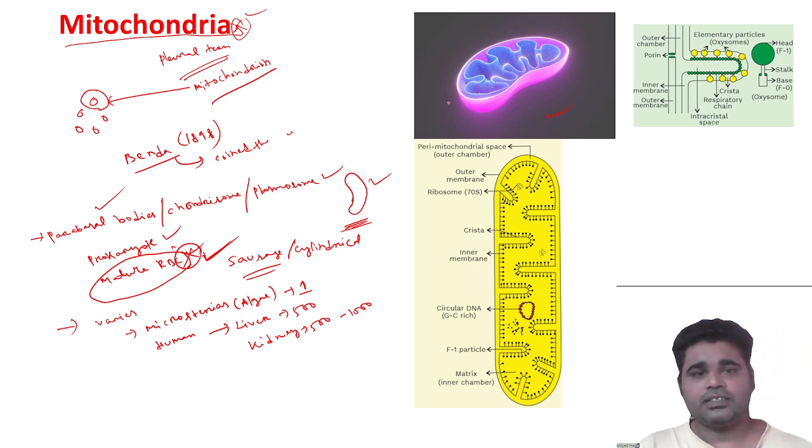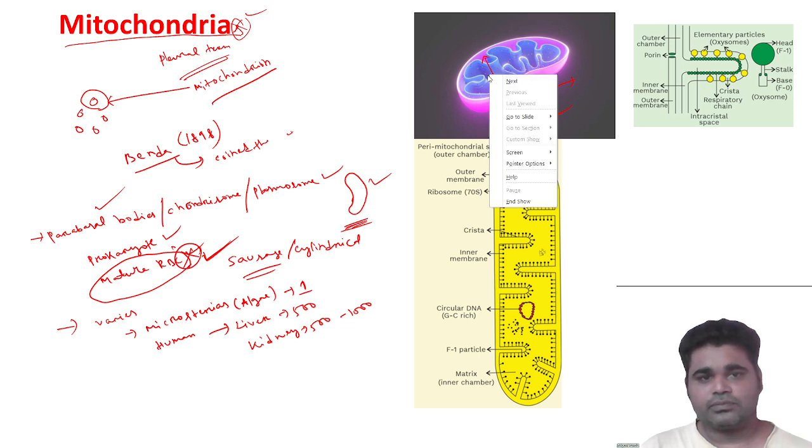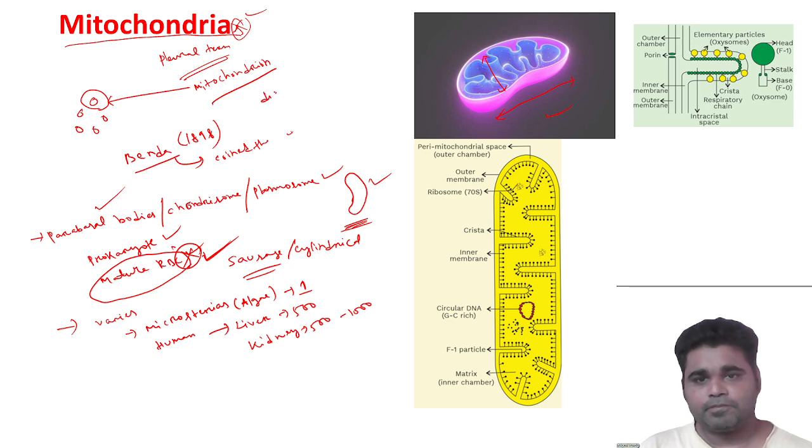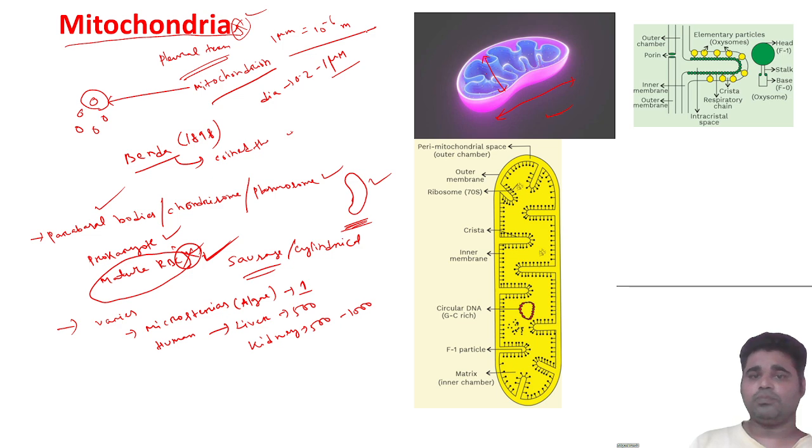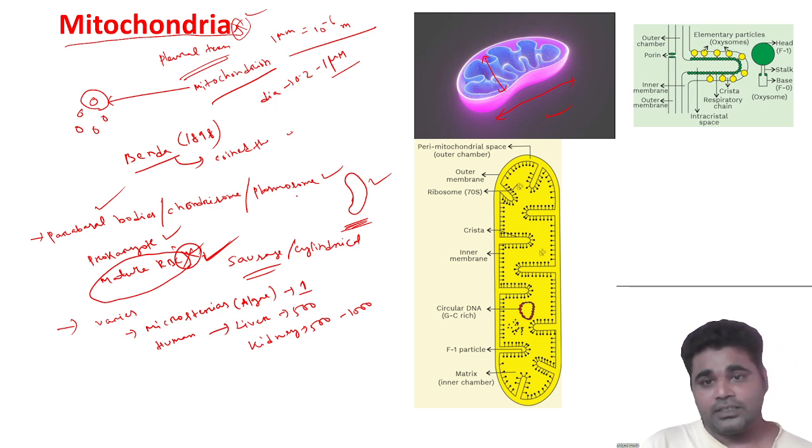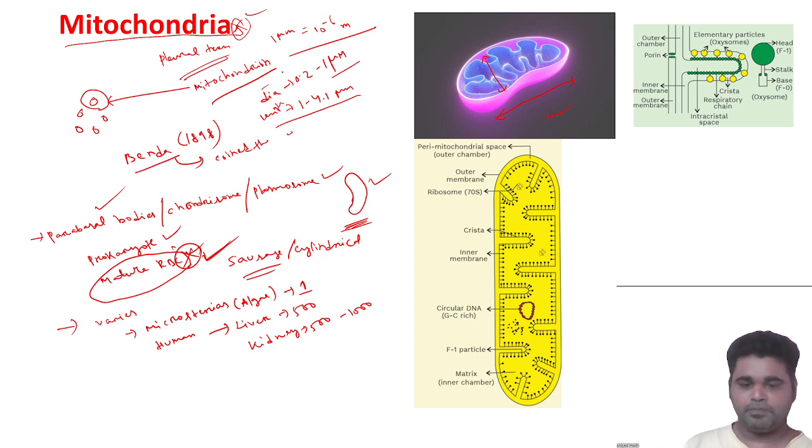So if we look at the diameter, this is the length, this is the diameter. The diameter is 0.2 to 1 micrometer. Micrometer means 1 micrometer is equal to 10 to the power minus 6 meter. So the diameter is 0.2 to 1 micrometer and the length is 1 to 4.1 micrometer. This is the length and this is the diameter of the mitochondria.